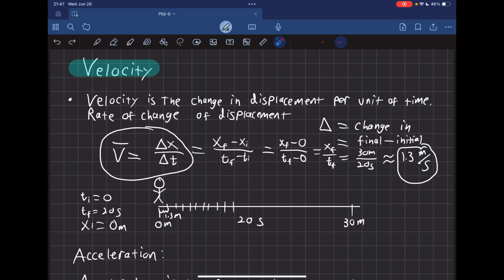Notice those are the units for velocity. So velocity has units of meters per second. That's the only units we're going to use in this class. Obviously, there's other units as well, like miles per hour or kilometers per hour if you're in Europe.